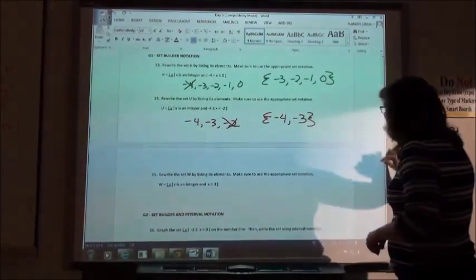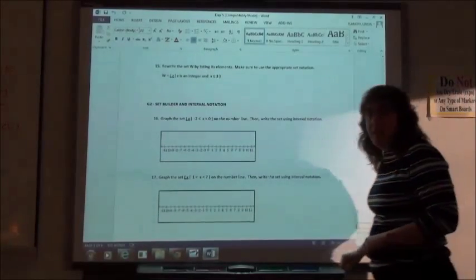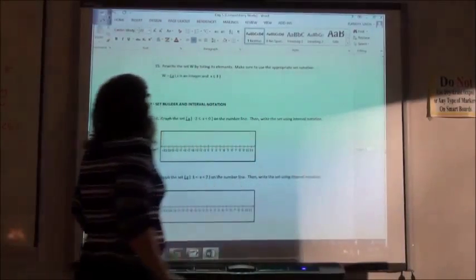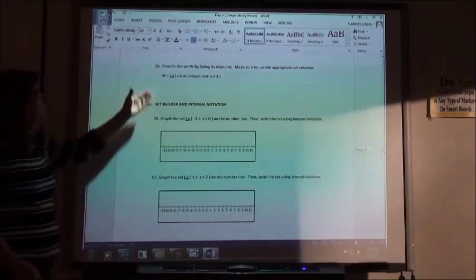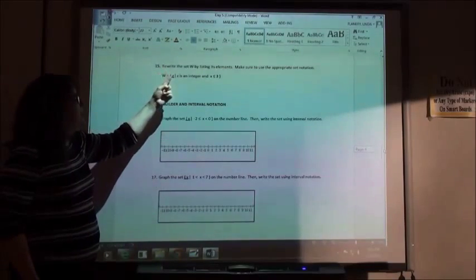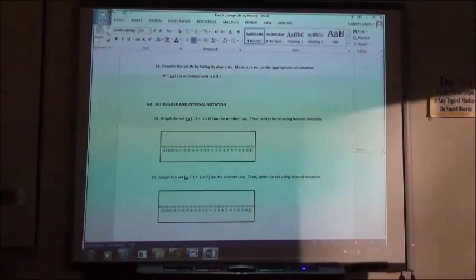Now if you go to number 15 there, here's one where the x isn't between two numbers. It says rewrite the set W by listing its elements. Make sure to use the appropriate set notation. So W is my set: z such that z has to be a nice integer, and x is less than or equal to 3.